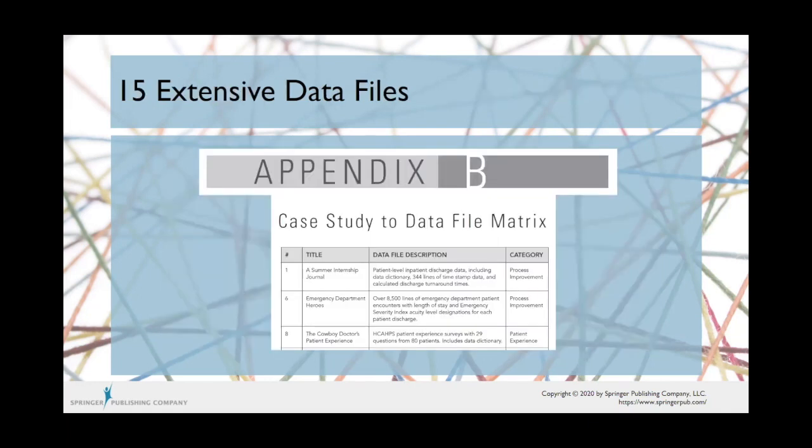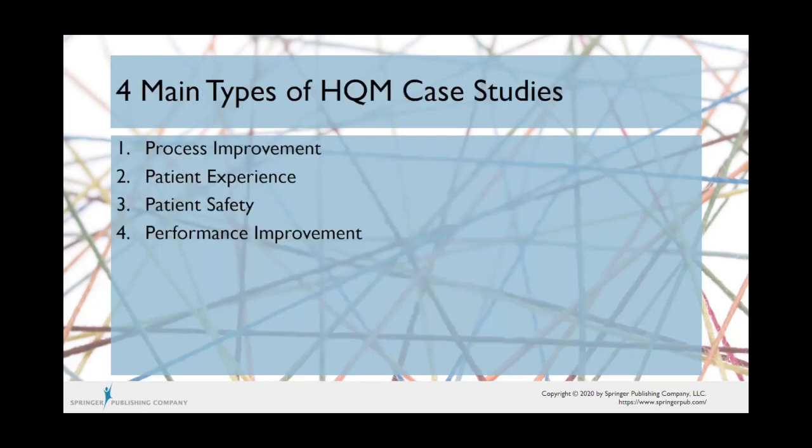So 15 extensive data files with a matrix in Appendix B. So check that out. You can see which of the fields have pretty big data and that sort of thing. So check that out, Appendix B.